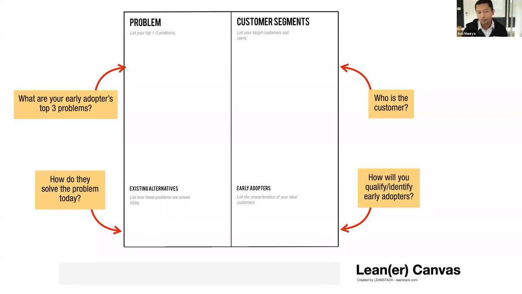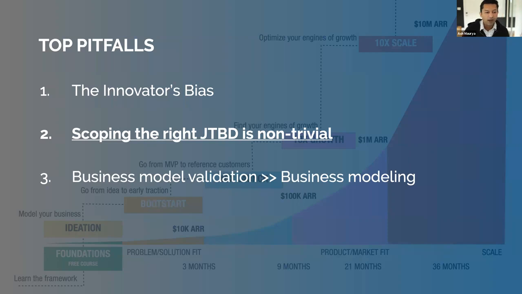I look at these four boxes like a jigsaw puzzle, they have to fit together. When they don't fit together very well, then we challenge the teams to go and do some more problem discovery, go and do some more validation to make sure they can tighten these boxes down. So that's a little bit about the leaner canvas and how I hone in on that.